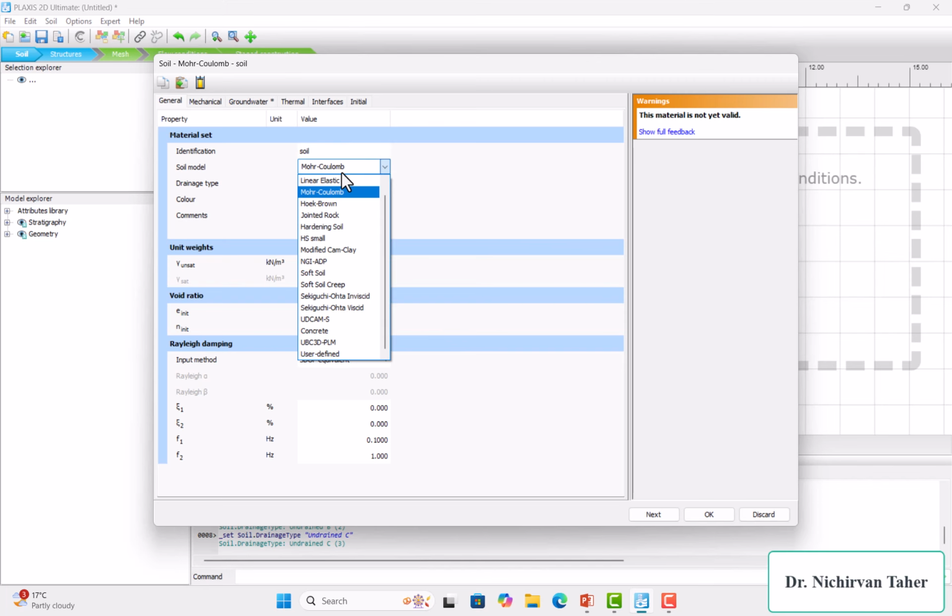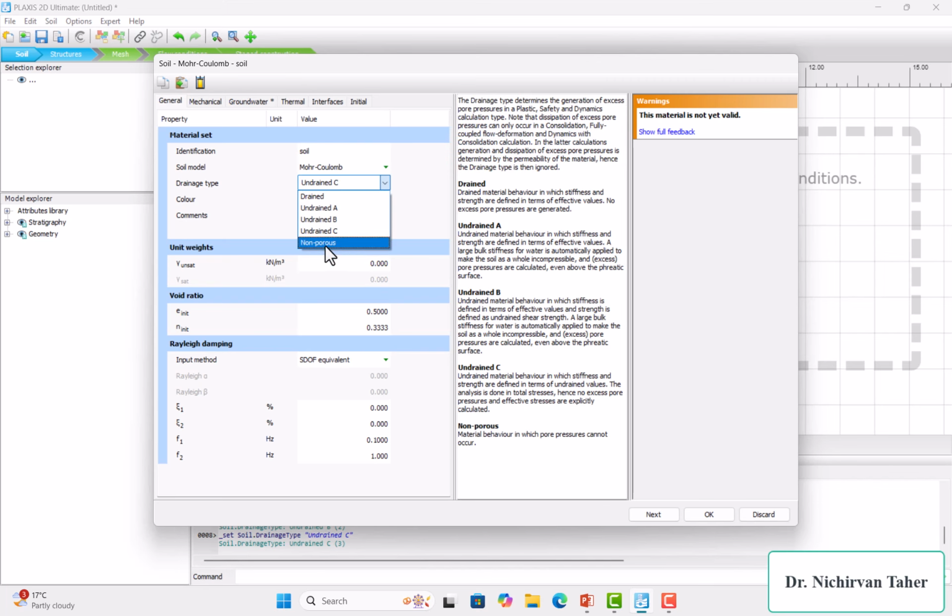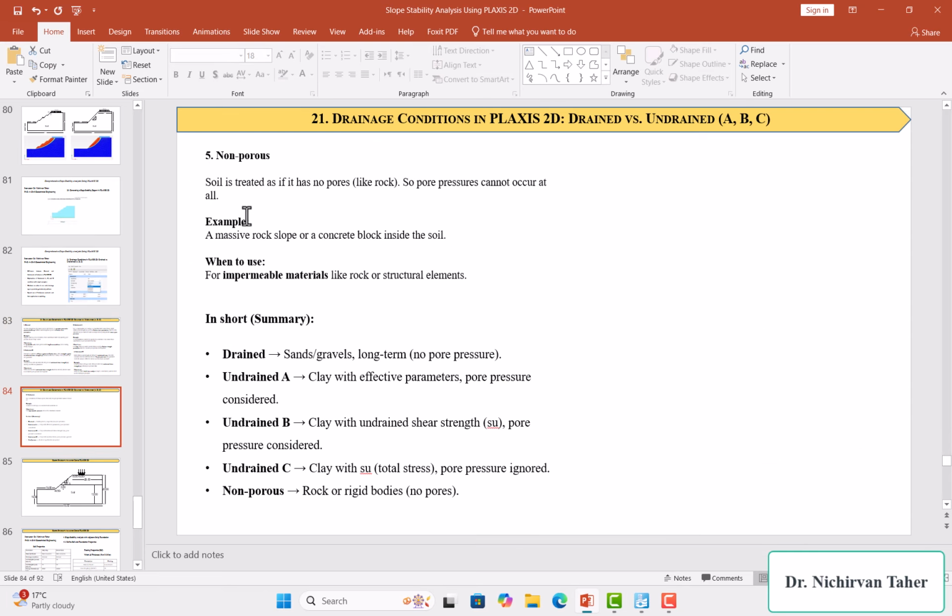Also, we have another drainage condition. We have a non-porous material, and in this condition, soil is treated as if it has no pores. Consider when we have solid rock or solid concrete material, so the water cannot go inside because there are no pores inside the material. For example, when we have a massive rock slope or concrete block inside the soil, we can model it as a non-porous material.